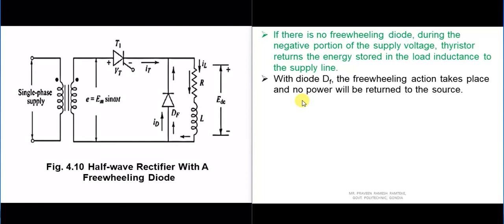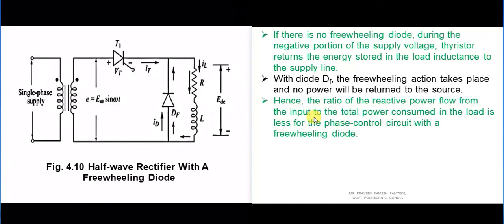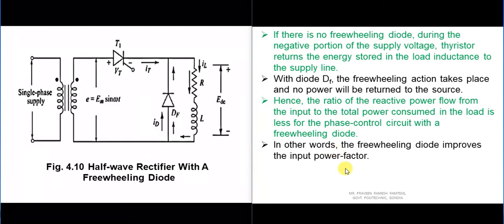So with diode DF, freewheeling action takes place and no power is returned into the source. The half waving or the negative voltage is not returned back to the source. Hence, the ratio of reactive power flowing from the input to the total power consumed in the load is less for phase control circuit with a freewheeling diode, and hence the overall output power is increased. In other words, we can say that the freewheeling diode improves the input power factor.